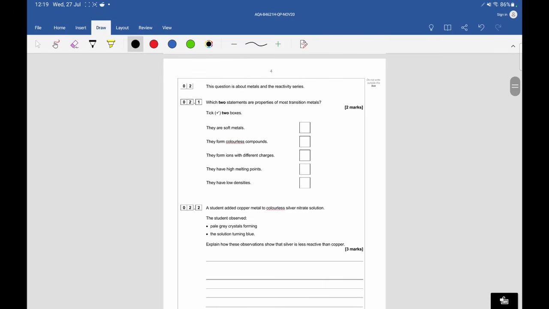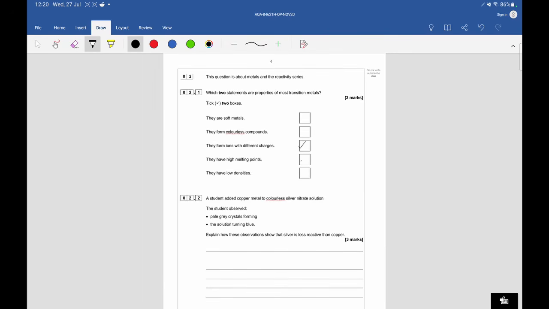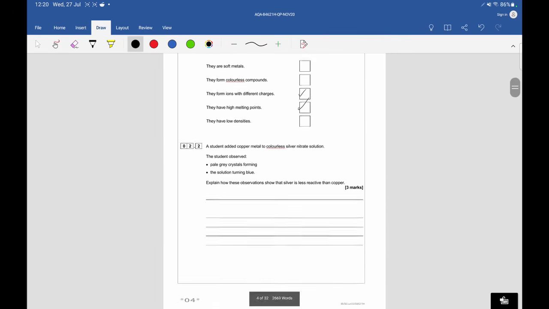In question number 2, it says the questions are about metals and the reactivity series. So our job here was to go through and explain two statements about most transition metals that are correct. And we should be aware that transition metal elements form ions with different charges. And we should be aware that they have high melting points because they are metals.